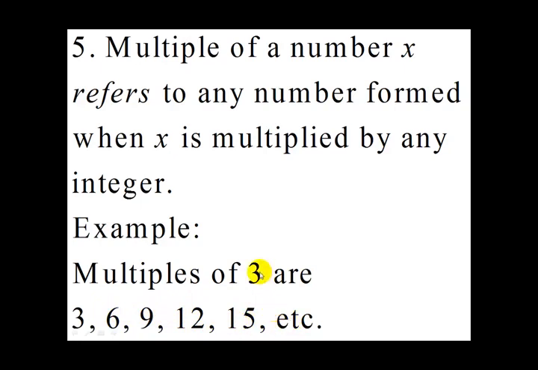Now when we multiply the number 3 by 1, we have 3. When we multiply the number 3 by 2, we have 6. By 3, we have 9. By 4, we have 12. And by 5, we have 15. When we multiply 3 by 6, we also have 18. Now the multiples of 3 are 3, 6, 9, 12, 15, etc.